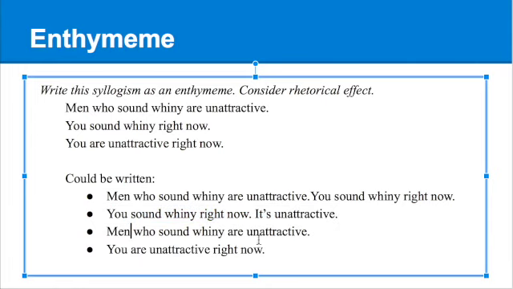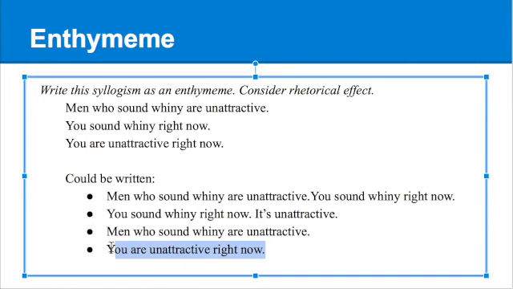Now, what if you said just one? This one just says the major premise. Men who sound whiny are unattractive. It just says it, and if you're the boyfriend or the husband, you can make the inference yourself. Oh my gosh, I guess I'm whining right now, and that's unattractive to her. And this one is just the conclusion and leaves out both the major and the minor premise.